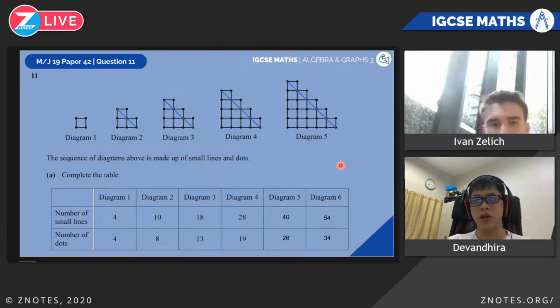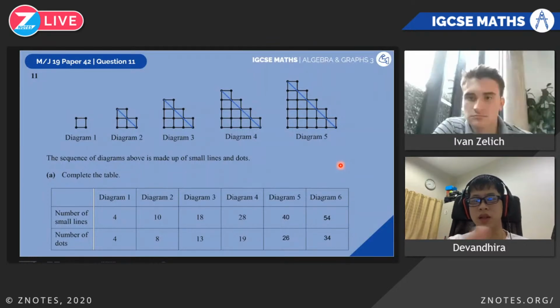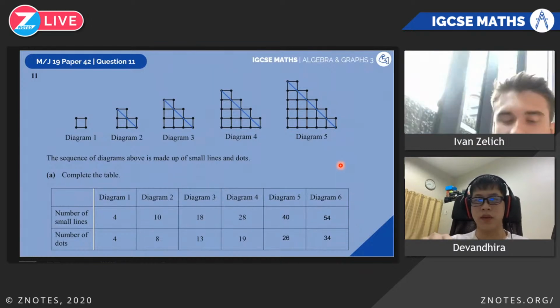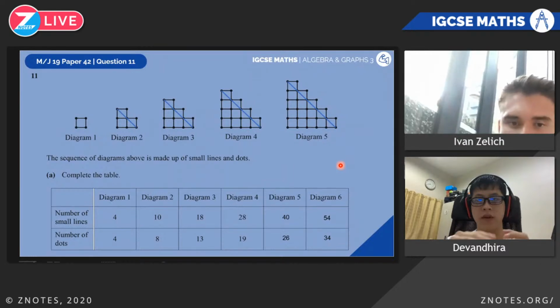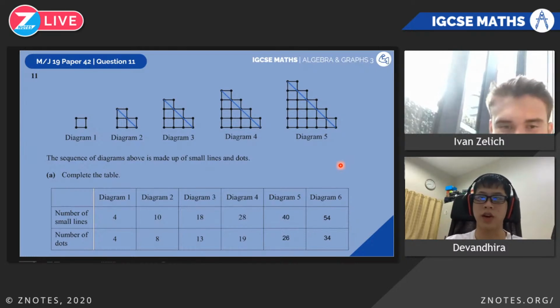It's not really that important, but you can get the answer for diagrams 5 and 6 just by looking at the sequence itself. So for the number of small lines, we see 4, 10, 18, 28. 4 to 10 is just plus 6, right? How do you go from 10 to 18? You just add 8. Going from 18 to 28, you add 10. So the pattern here is plus 6, plus 8, plus 10. So what's next? You should add 12. That's why you get 40 for the next diagram.